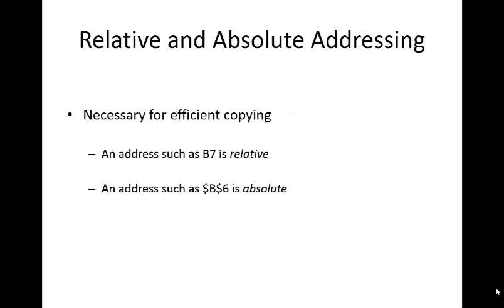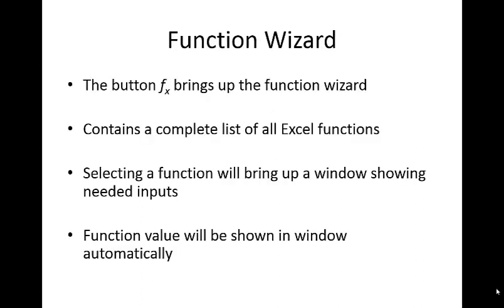Absolute and relative referencing, which we briefly talked about when we were talking about the lookup functions, are very important for efficient copying. You need to make sure that you know the difference between relative and absolute referencing well and use them smartly to make your spreadsheet easier to create. Use the function wizard for any function that you're not fully familiar with.